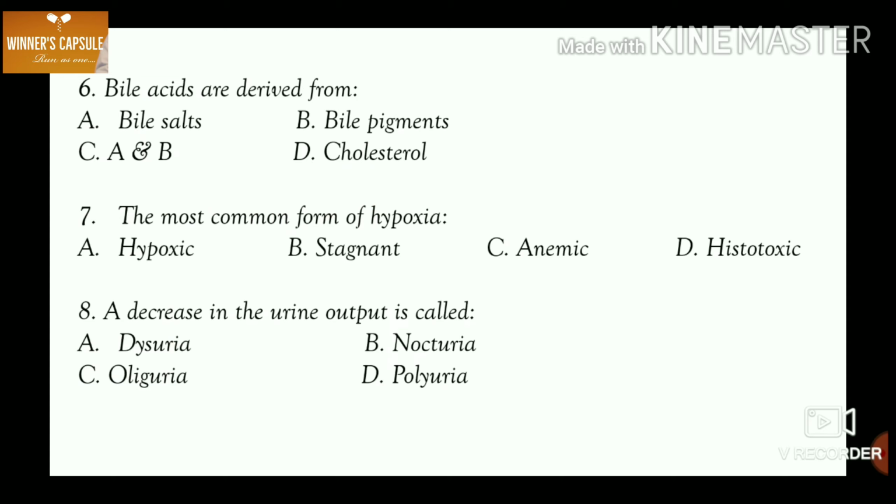Sixth one, bile acids are derived from A. Bile salt, B. Bile pigment, C. A and B, D. Cholesterol. Answer is option D, Cholesterol. Steroid hormones, that is corticosteroids and sex hormones, then vitamin D and bile salts, these are derived from cholesterol. So bile acids or bile salts are derived from cholesterol.